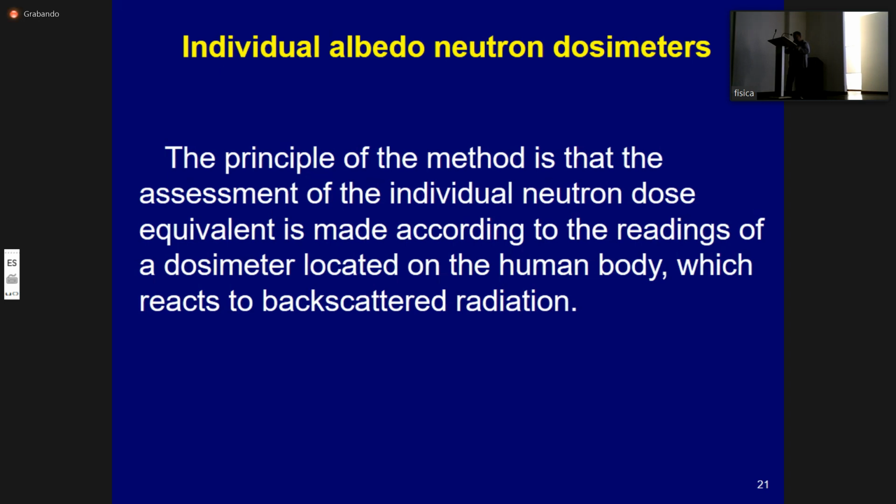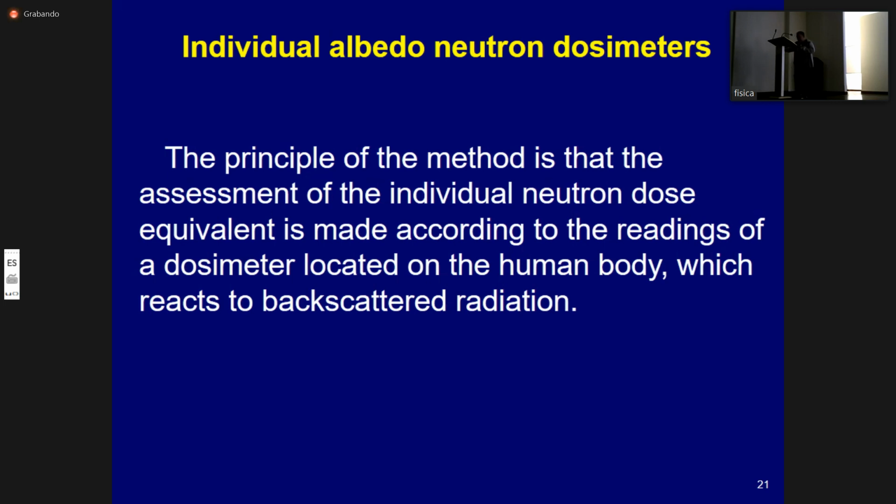Both of these dosimeters are equally sensitive to photons and beta radiation, therefore, by the difference in the readings of these dosimeters, one can determine the individual dose equivalent for neutrons. In order for the dosimeters to register only thermal neutrons emitted from the body, they are shielded from the front side with cadmium or boron-containing material. To increase the sensitivity to fast neutrons, the dosimeters use a polyethylene moderator.